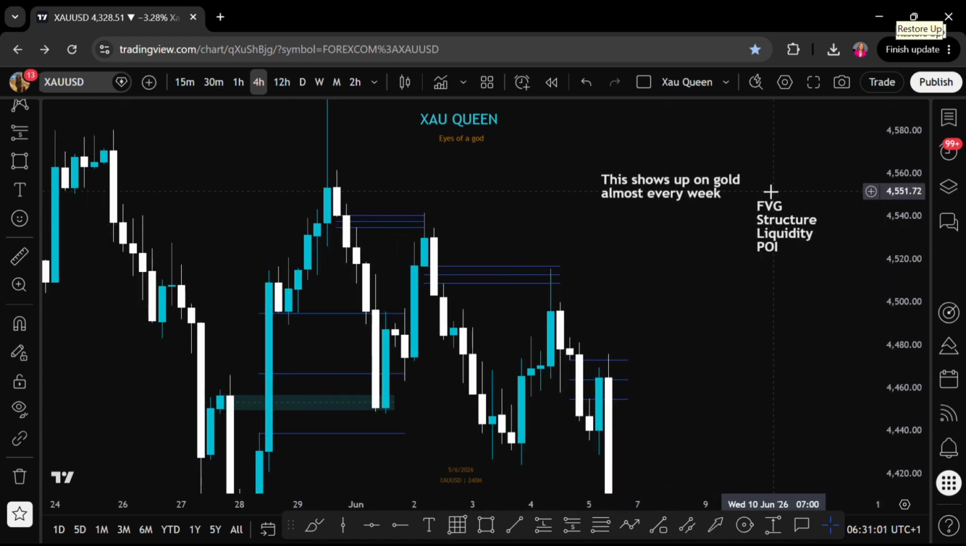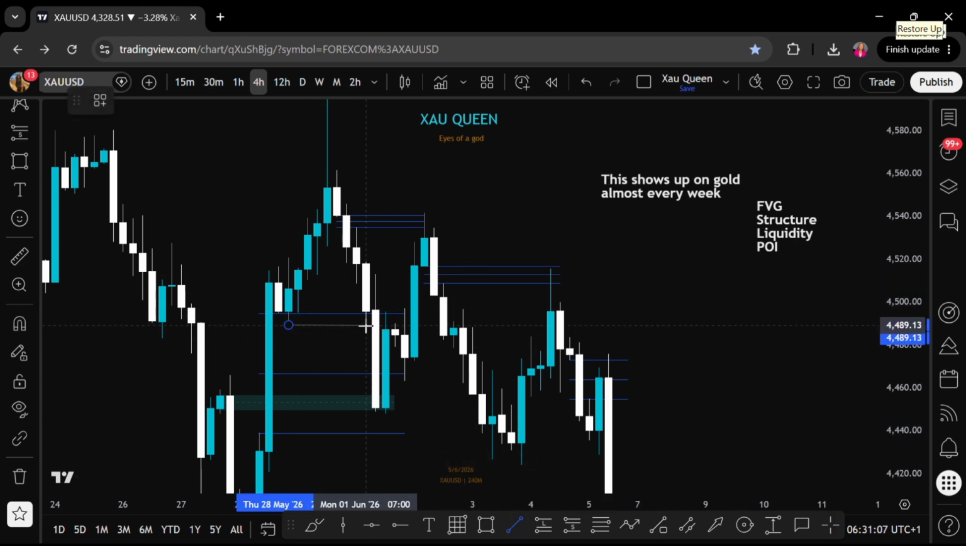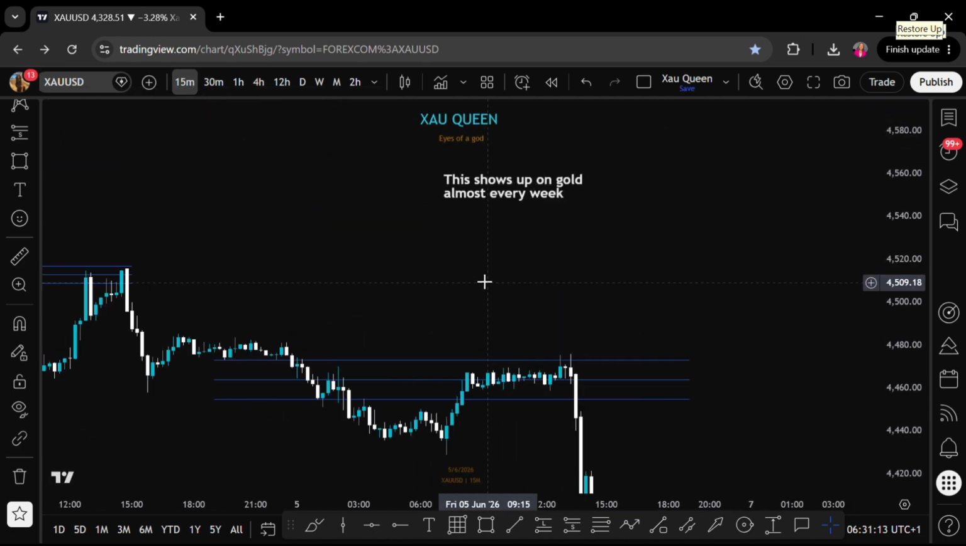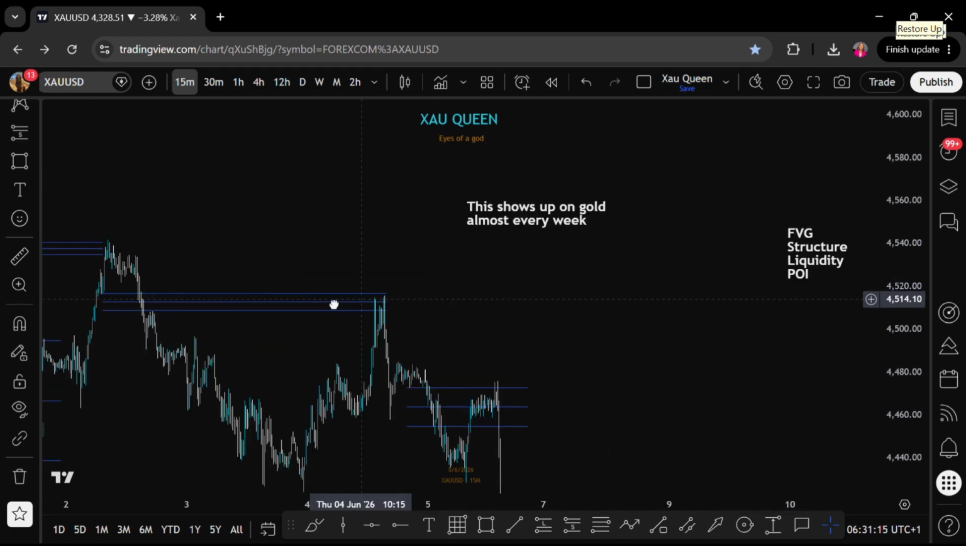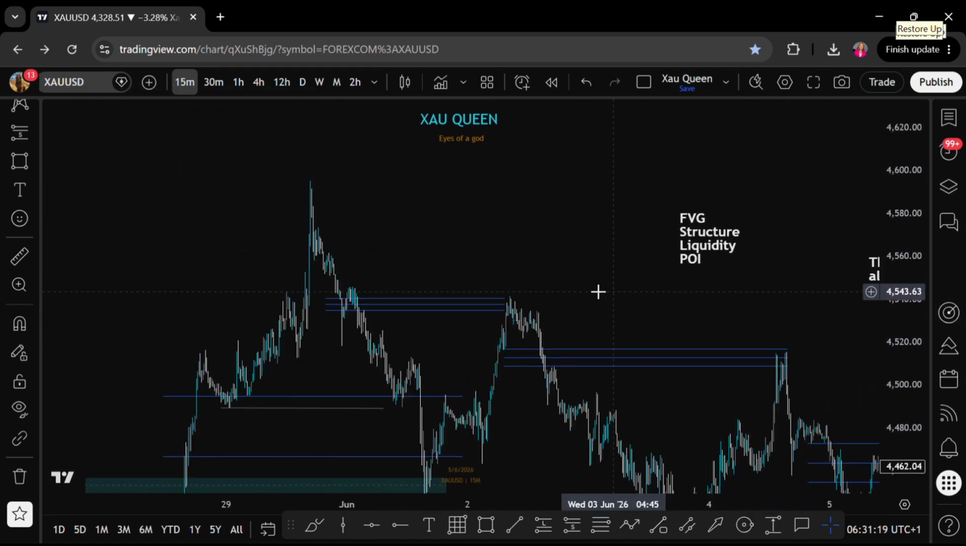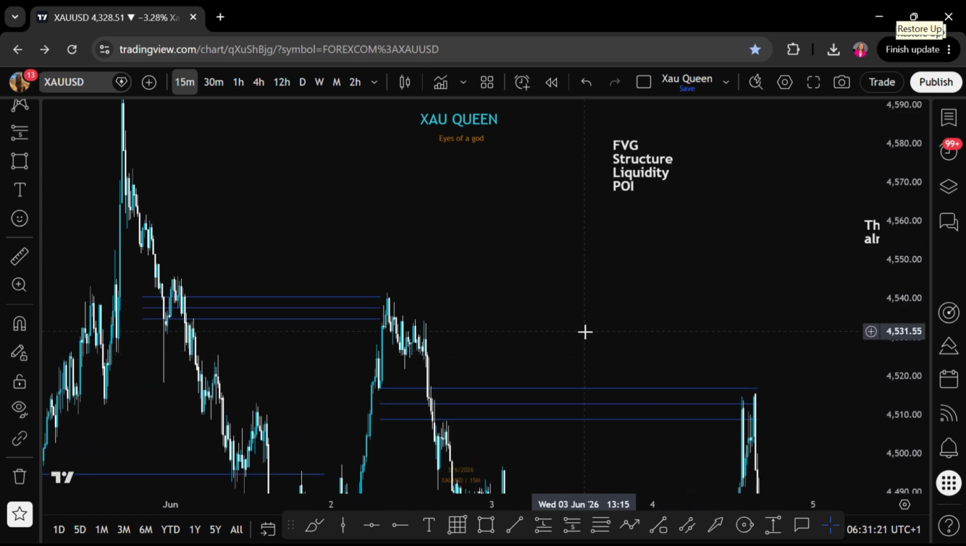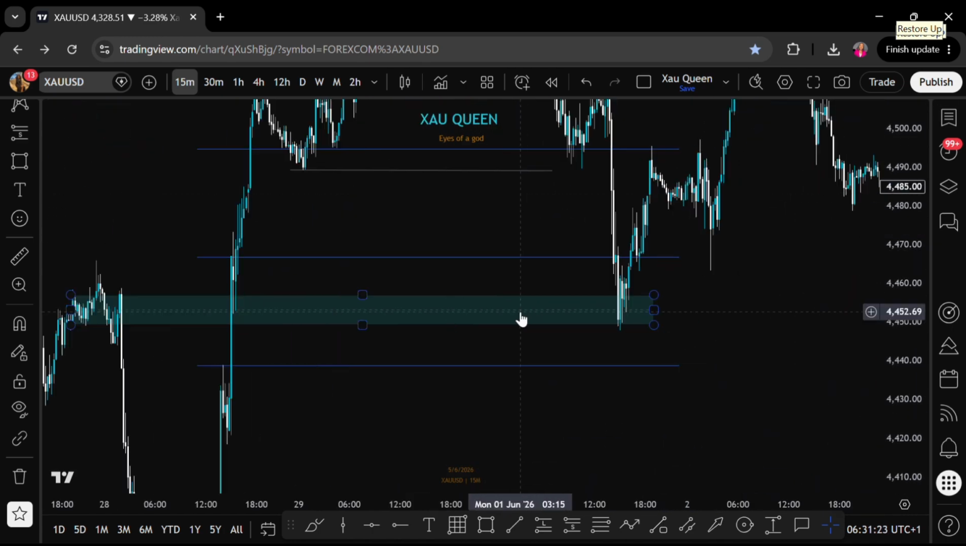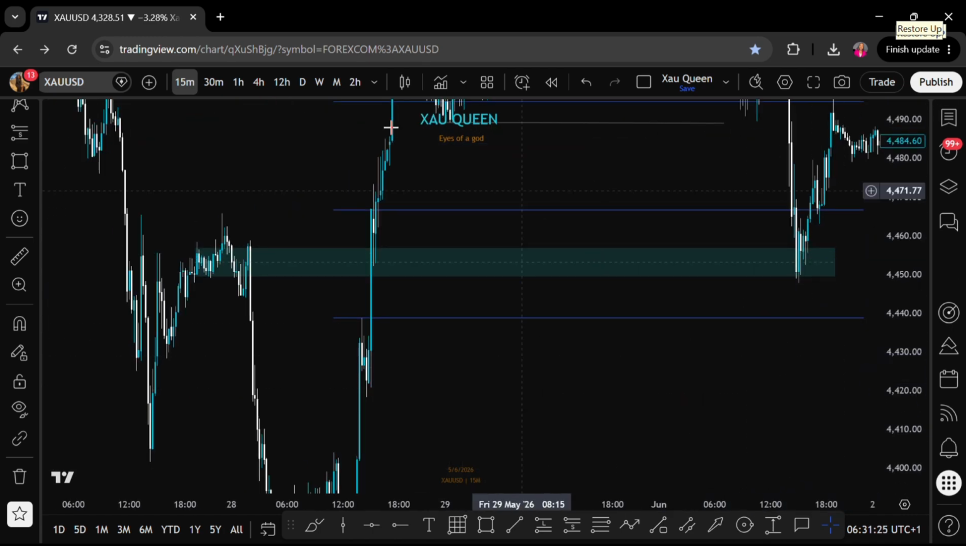So now we've gotten our FVG, and then we look at what structure is saying. Our structure is currently bearish because we've gotten this change of character internally. So now we'll go to the 15 minutes. In the 15 minutes, this is when we'll look for structure, liquidity, and POI. Let's start from here.